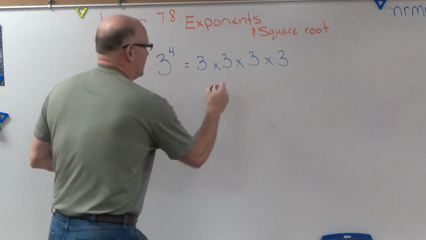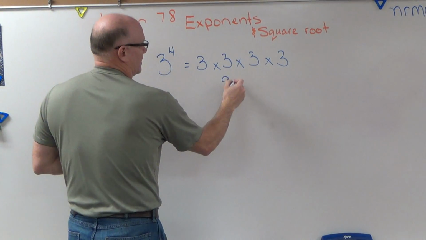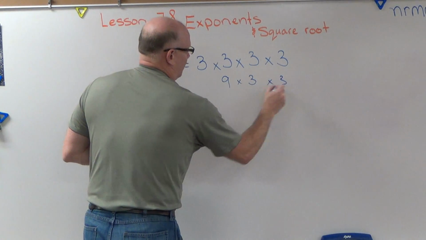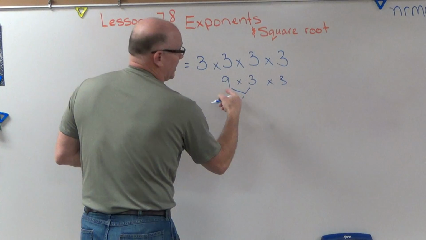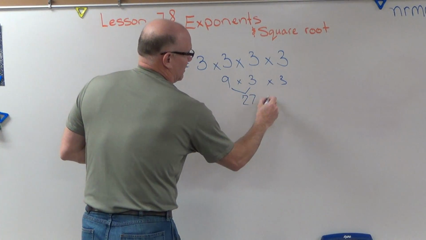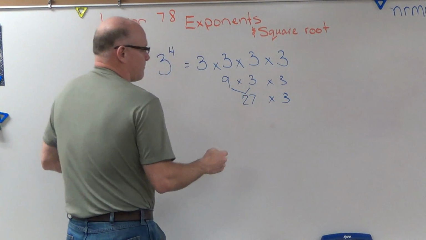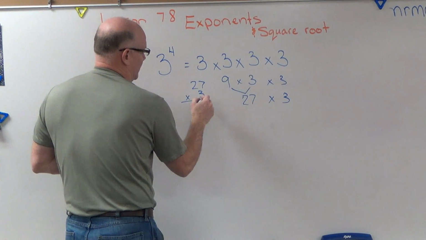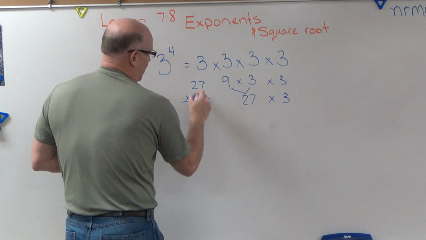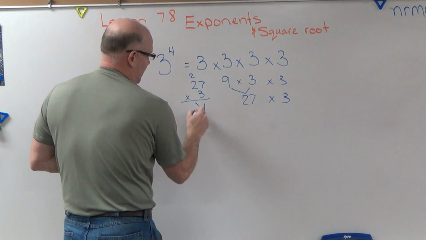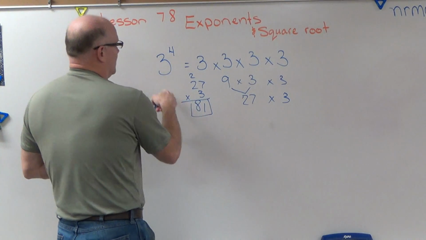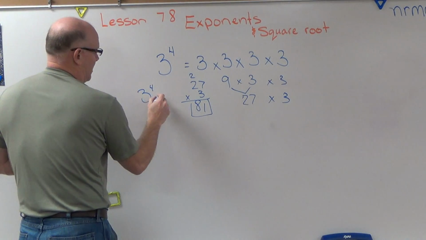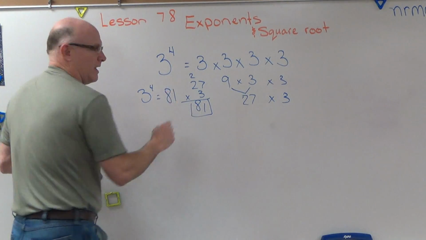3 times 3 is 9, times 3 is 27, times 3. So we have 27 times 3 now. 3 times 7 is 21, that's 2, that's 6, 7, 81. So 3 to the 4th power equals 81.